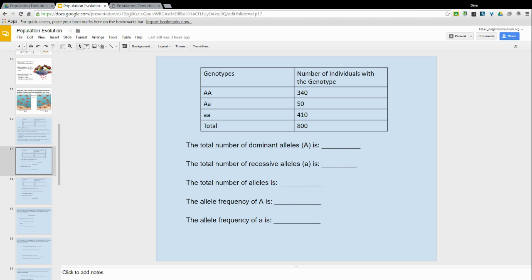It says that this total is 600. Now how did we get this number? To figure out how many big A alleles we have, you need to look at the two genotypes that have big A's in them.